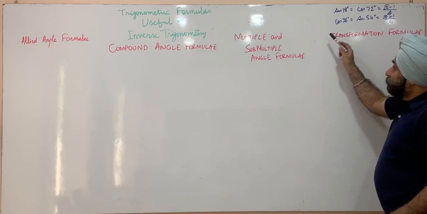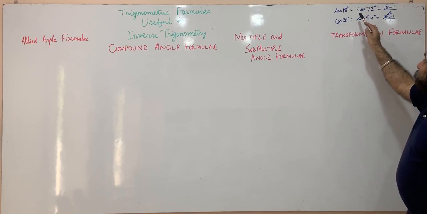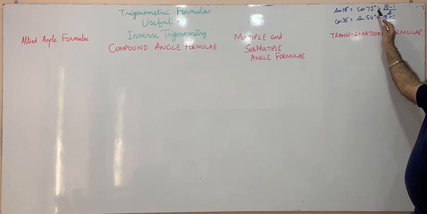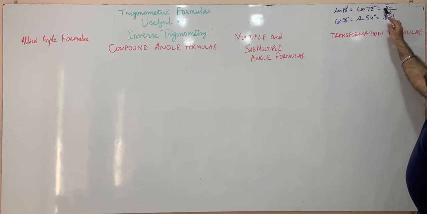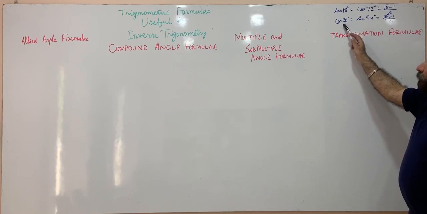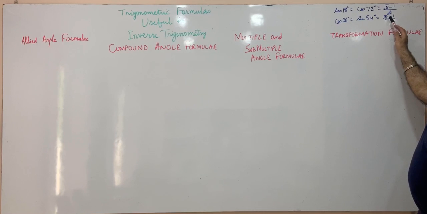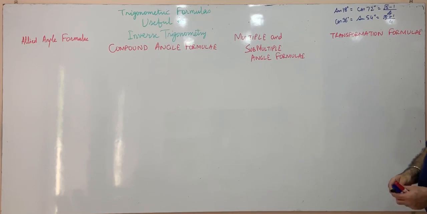But let us first of all start with these values. Sine of 18 degrees is the same as cos of 72 degrees, which is equal to (root 5 minus 1) by 4. And cos of 36 is the same as sine of 54, which is (root 5 plus 1) by 4.